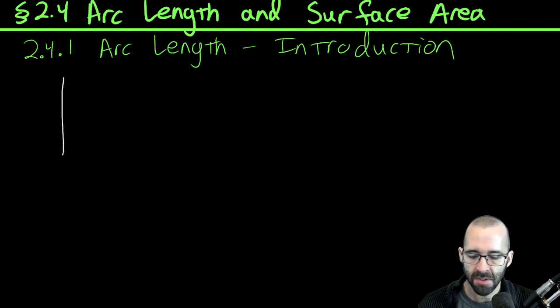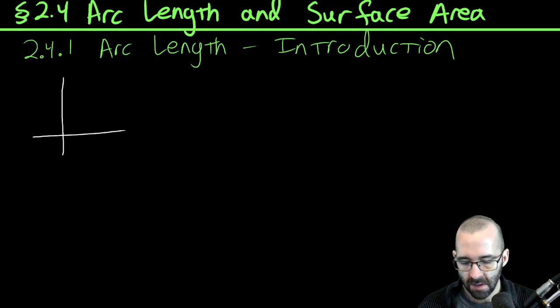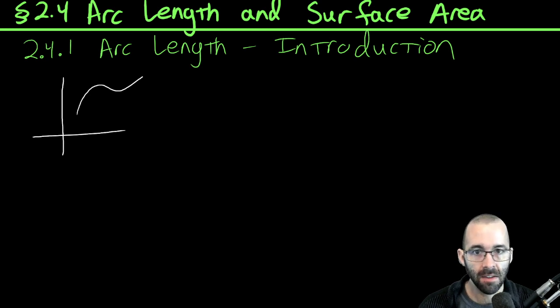So the basic premise of what we're doing to start for arc length is, let's say we have some kind of curve, and I want to know the length of the curve. Not just the distance from the start and the stop, but if we were walking along this curve, if we were driving on this curve, if this curve were a rocket or something, how far would we have to travel to get from point A to point B?